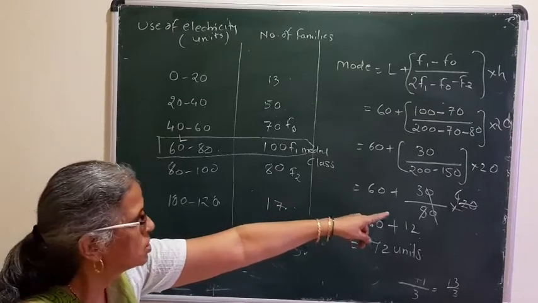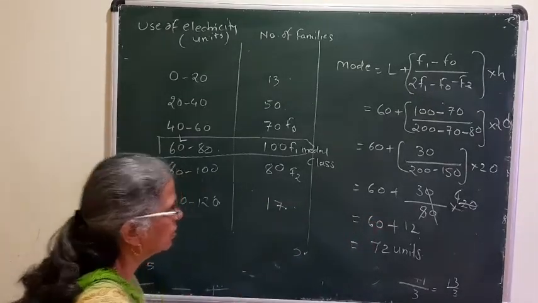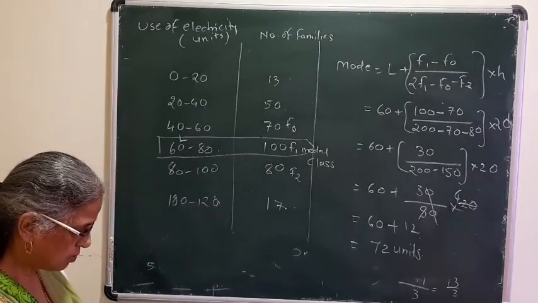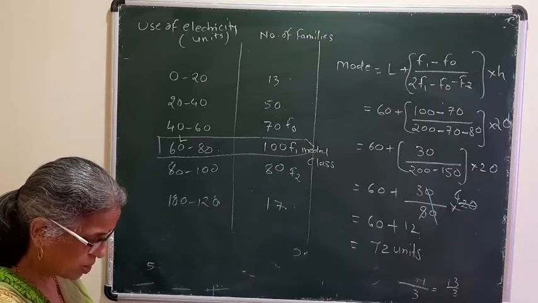So you have to reduce this part first and then you have to add. Remember that. Don't mix in the first step. Followed? So that is the second sum. Answer is 72 units. Now the third sum you can do as a homework.